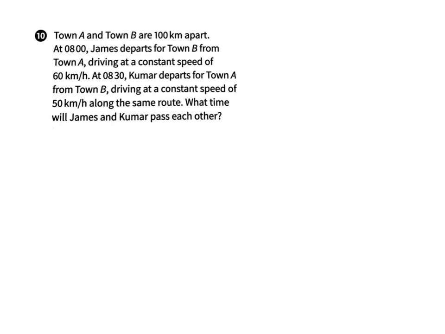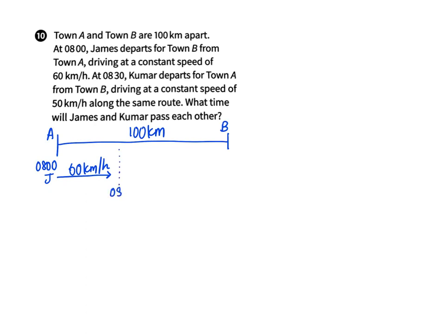Question number 10. Towns A and B are 100 kilometers apart. So this is town A and that is town B, 100 kilometers apart. At 8 o'clock, James departs for town B from town A. So at 0800, James goes from A to B in this direction, driving at a constant speed of 60 kilometers per hour. And then at 8:30, now this means there's a total of 30 minutes.